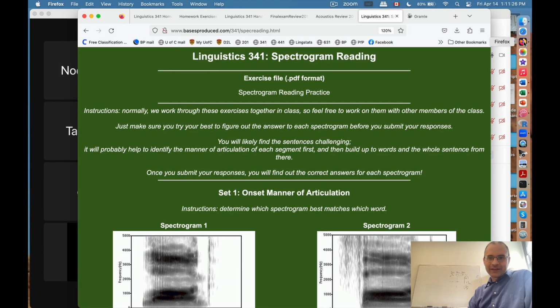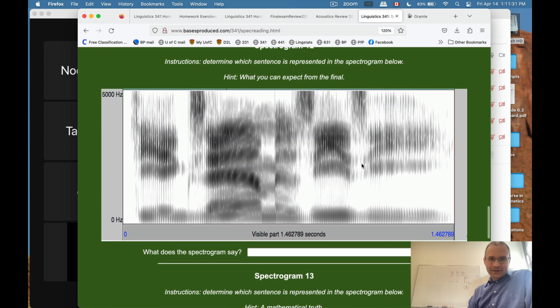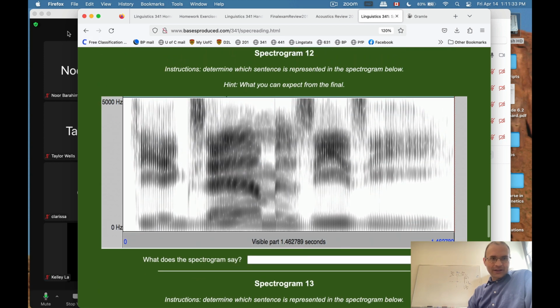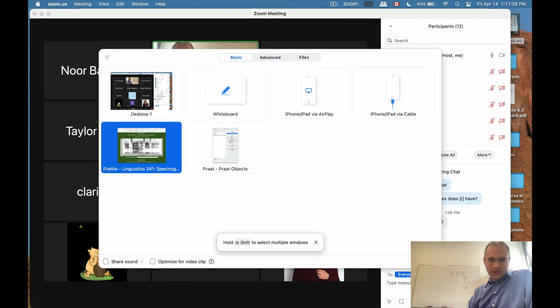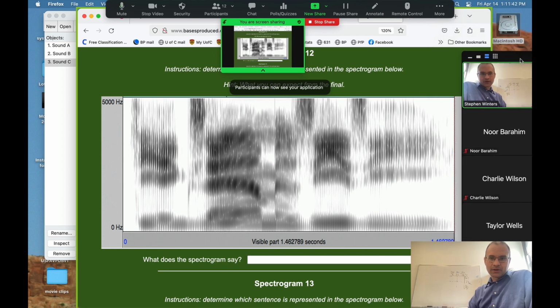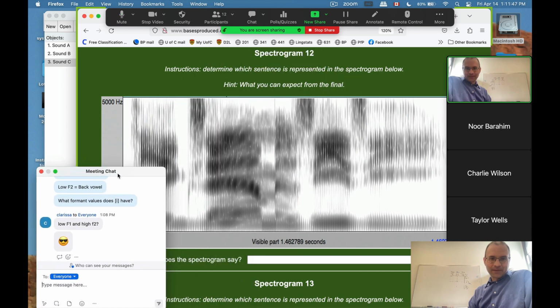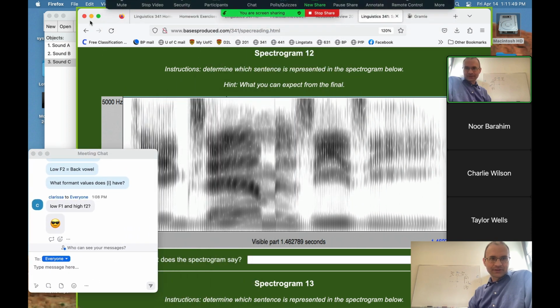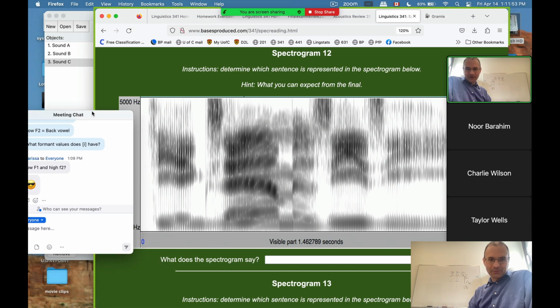So maybe take you over to the handout I gave you. I've actually got it posted on a web page because last year it was an exercise. So, try to keep chat open here. You guys, hopefully you can see this. This is the first spectrogram on the spectrogram reading exercise I gave you all. I'm just trying to organize my window so I can see it.